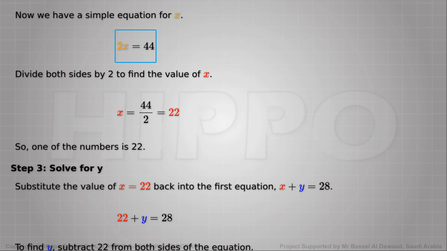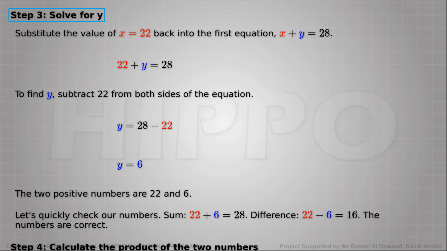Now that we have the equation 2x equals 44, solving for x is very simple. To get x by itself, we need to undo the multiplication by 2. We do this by dividing both sides of the equation by 2. So x is equal to 44 divided by 2. That gives us x equals 22. Fantastic! We've found the first of our two numbers.